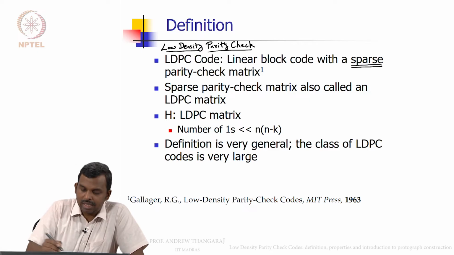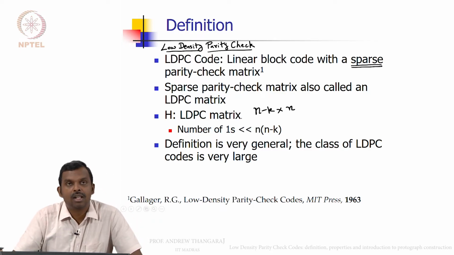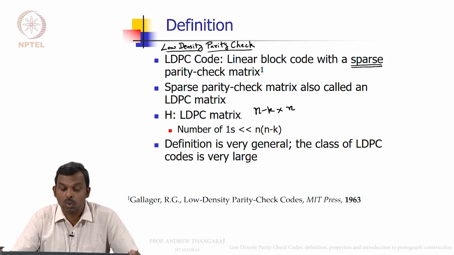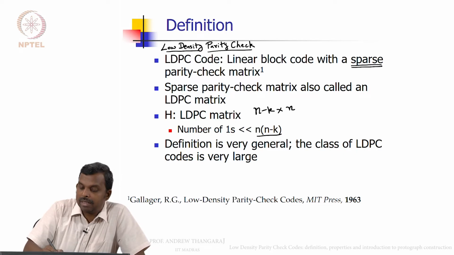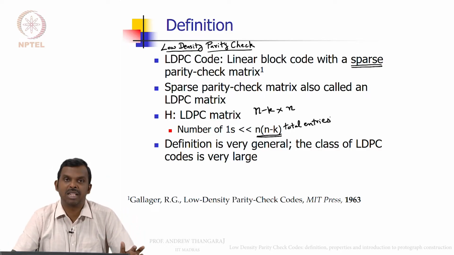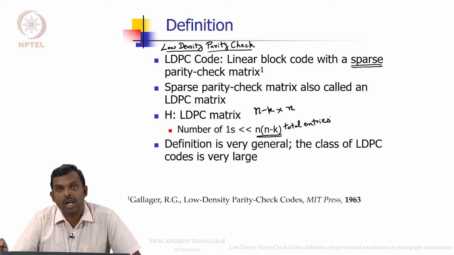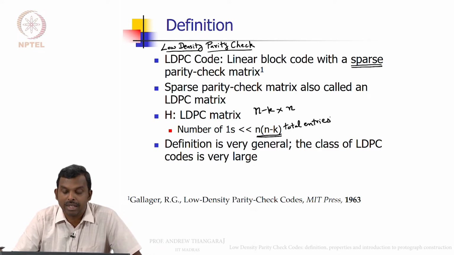Remember, the matrix is an (n minus k) cross n matrix. So this is the H matrix. Now what is this notion of very few? Few in comparison to what? Few in comparison to the total number of entries in the matrix. Now n into (n minus k) is the total number of entries in the matrix, and the number of ones should be considerably lesser. So usually instead of having n into (n minus k), you will have 3 times n, 4 times n, or 2 times n, some constant number into n, a small number into n. Okay, so that's the idea behind this definition.